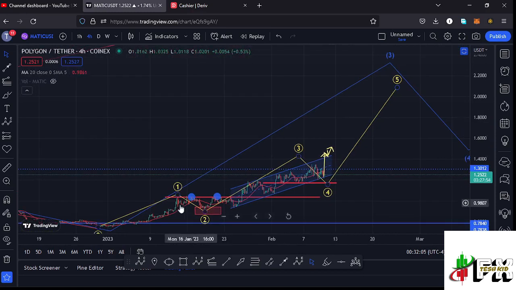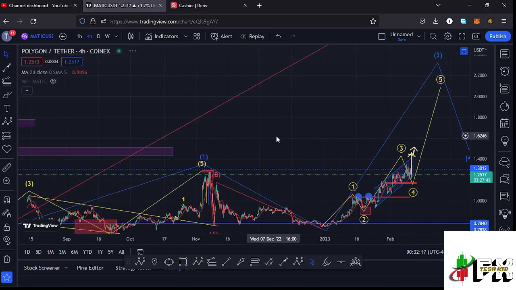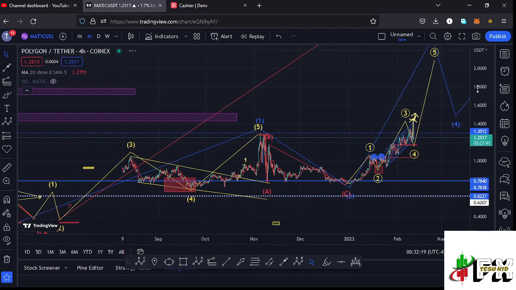And once this Elliott wave structure that I have right here in yellow plays out and we see the formation of this wave 5, then I believe Polygon MATIC will be completing an even larger Elliott wave count to the upside, which is giving me the long-term scenarios that I'm expecting to play out.